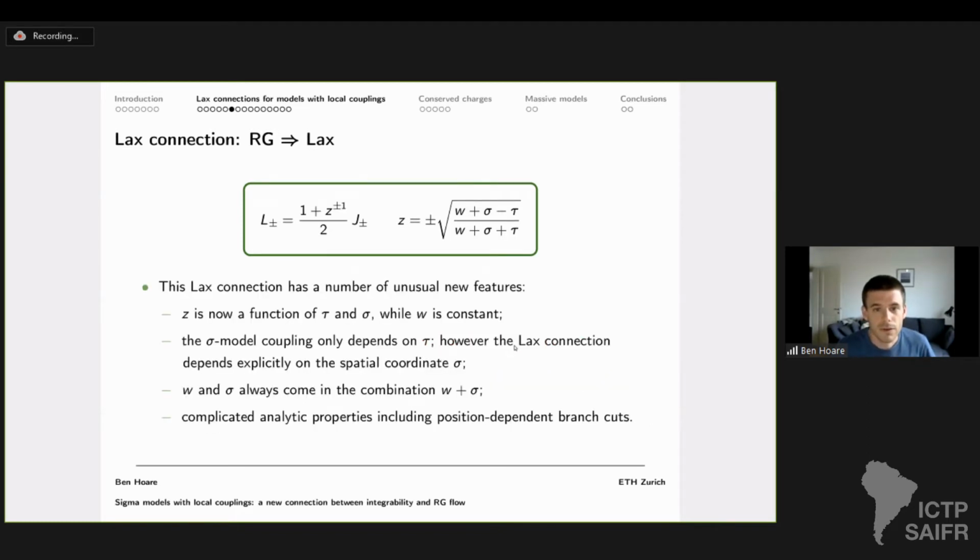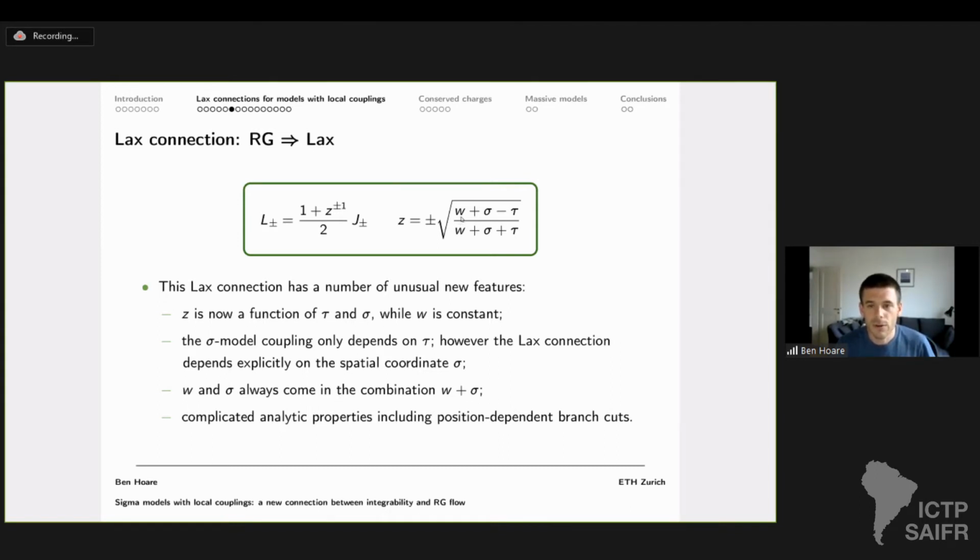So this Lax connection has a number of unusual, kind of interesting features. Firstly, by construction, Z is now a function of tau and sigma, while W is our constant spectral parameter. The sigma model we started with only depended on tau. We chose the coupling H to be replaced essentially just by tau. However, what we find is that the Lax connection depends explicitly on the spatial coordinate sigma, and that seems to be a necessary feature.